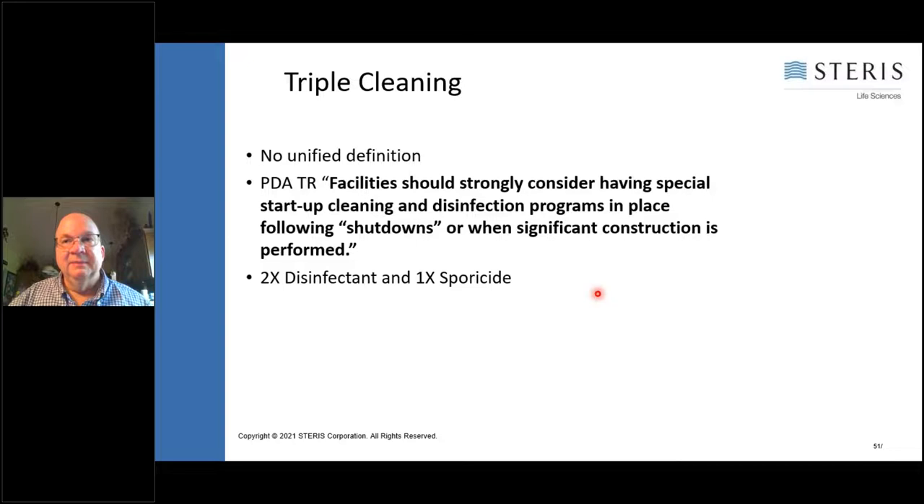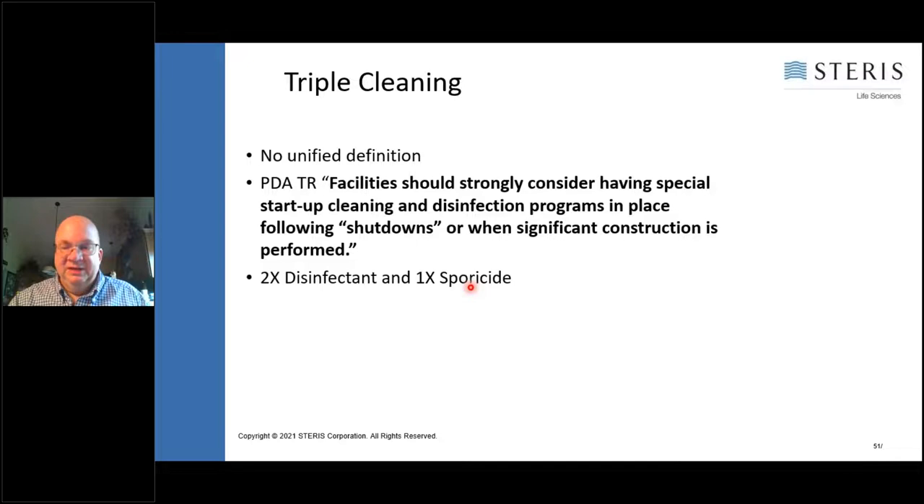But PDA's Technical Report 70 does actually state in there a pretty nice definition where it says facilities should strongly consider having special startup cleaning and disinfection programs in place following shutdowns or when significant construction has been performed. And then it talks about doing a cleaning event 2 times with disinfectant, followed by the sporicide. Some sites may use a disinfectant 3 times, then bring in the sporicide.